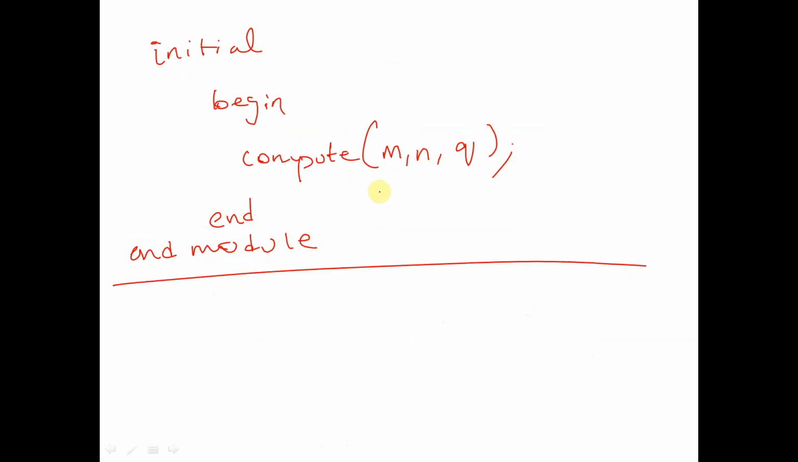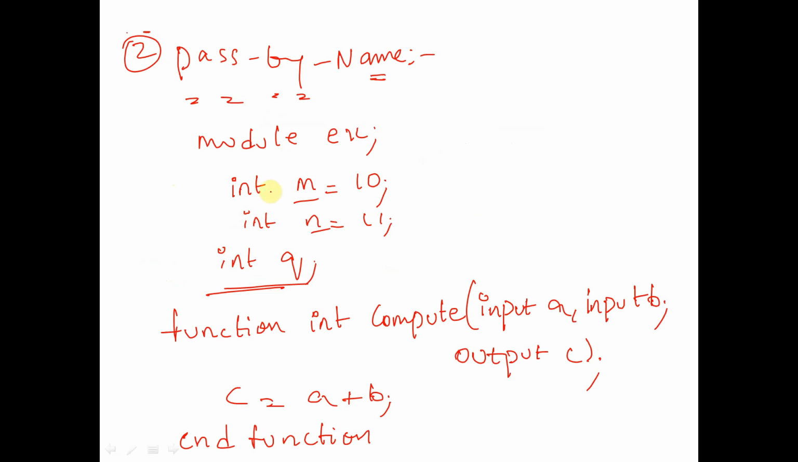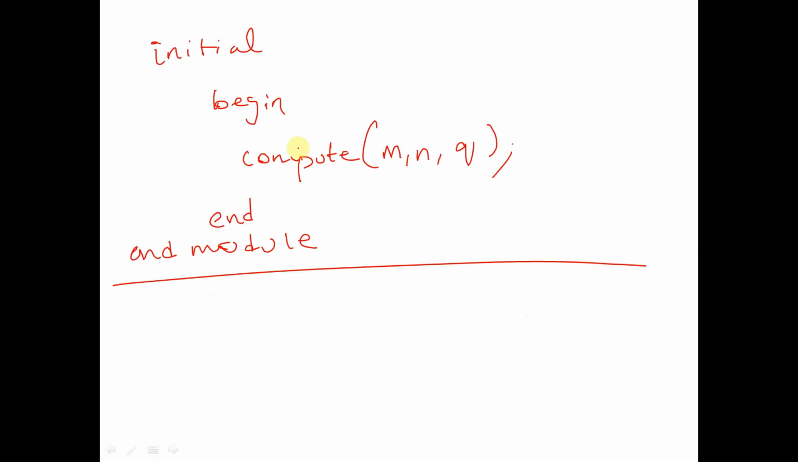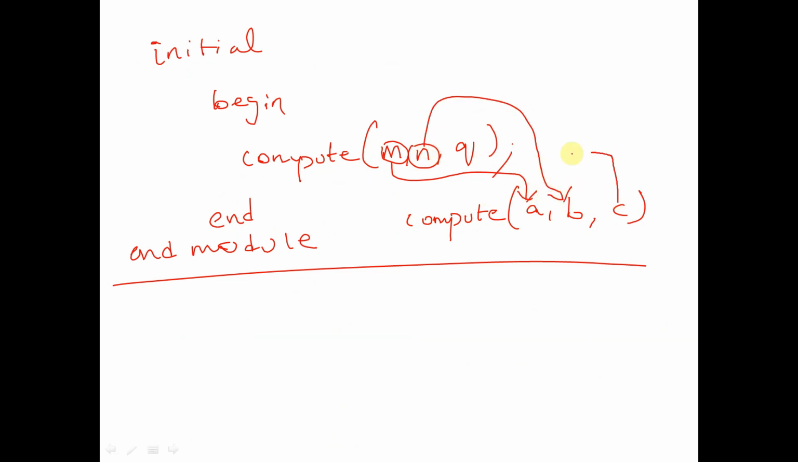So in case of pass by name, I have declared one variable called m of int data type and n of int data type, and I'm storing the value of m as 10 and the value of n as 11. So instead of passing the value directly, I'm passing the variables m and n. There is my function called compute, my input arguments are a, b, and my output argument is c. So m is copied into a and n is copied into b, and the output is given to q.